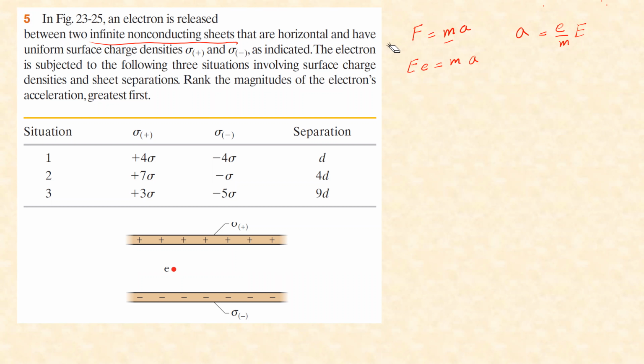One. Why is that? Because the radius is the smallest, and when we combine, oh, are those charges? These are infinite non-conducting sheets that are horizontal and have uniform surface charge densities sigma plus and sigma minus. This is sigma plus, sigma minus.